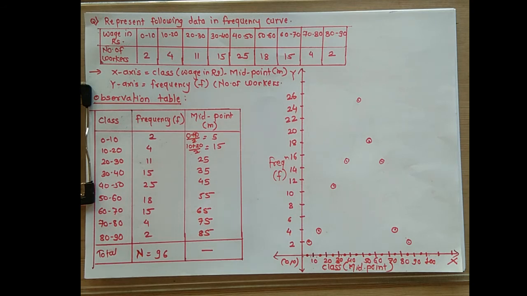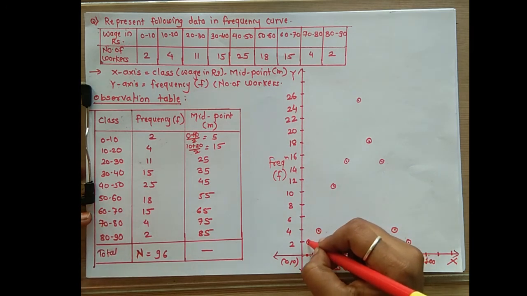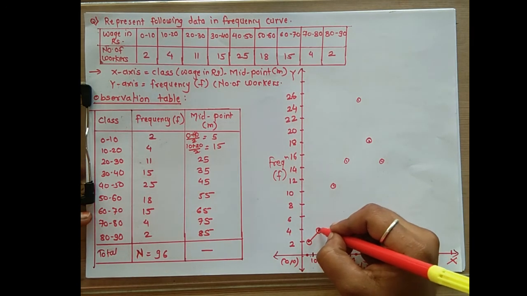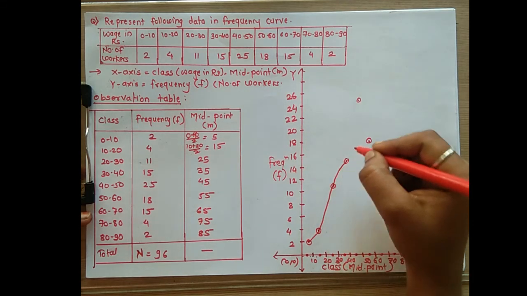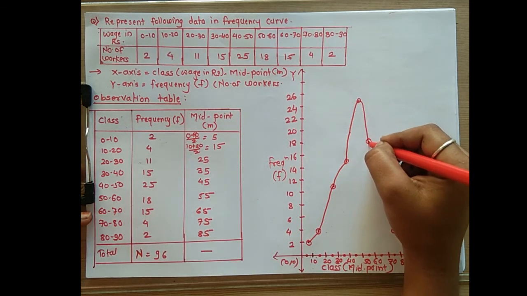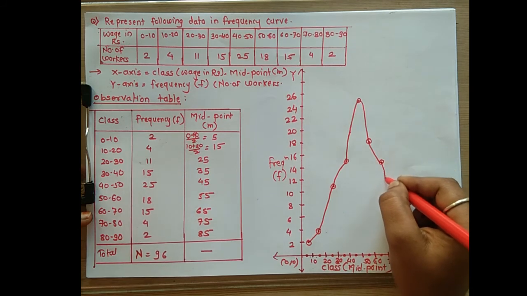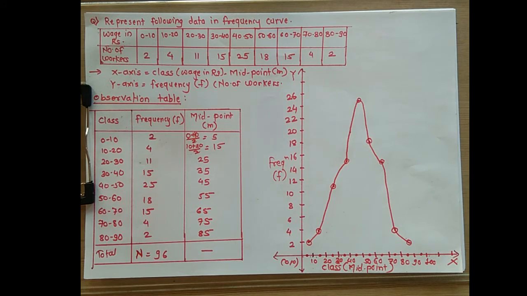We have to join all these consecutive points, first, second, third, fourth, up to the last, with a smooth curve, a freehand smooth curve, starting from this initial point. Here we joined all the consecutive points with a smooth curve.